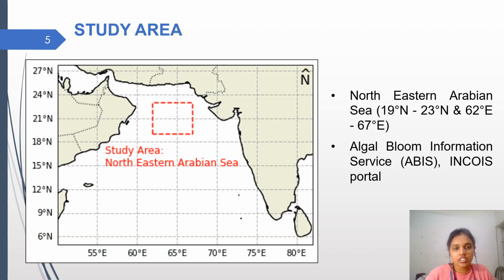This was our study area, that is the Northeastern Arabian Sea, with coordinates 19° north to 23° north and 62° east to 67° east. We have taken these coordinates from the Algal Information Service of INCOIS's website, which has identified 4 regions as hotspots, out of which one was the Northeastern Arabian Sea.